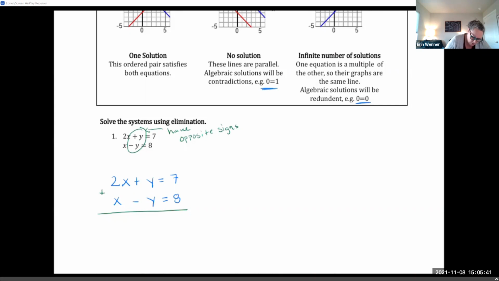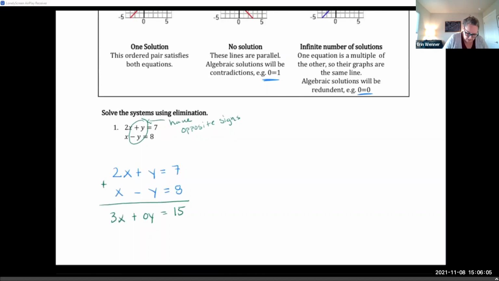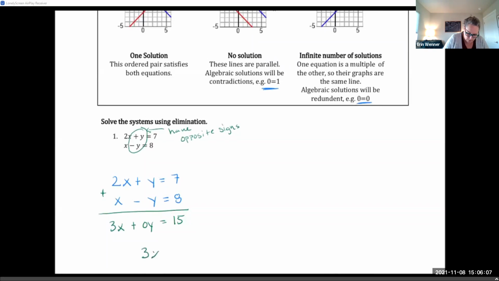When I add these two equations together, we're going to add vertically. 2x plus x gives us 3x. Positive y and negative y gives us 0y. 7 plus 8 is 15. We don't need to worry about the 0y because 0 times y is just 0. So what this really leaves me with is that 3x equals 15. So we have eliminated the y variable here.